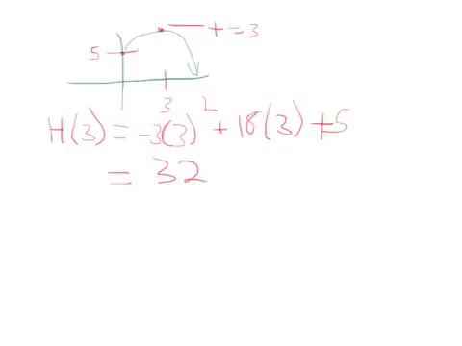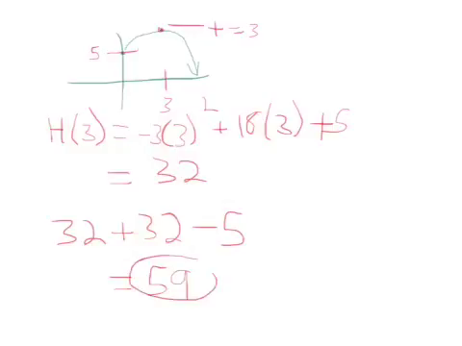So 1/2 of my parabola is going to have traveled 32, and the other half would be another 32, which is going to be 64. So I have 32 plus 32, but then I need to subtract out that 5 that I started with. I started at 5, so I need to subtract out 5 to account for that. When I add all that together, I get 59, and that's the total distance that the object has traveled.